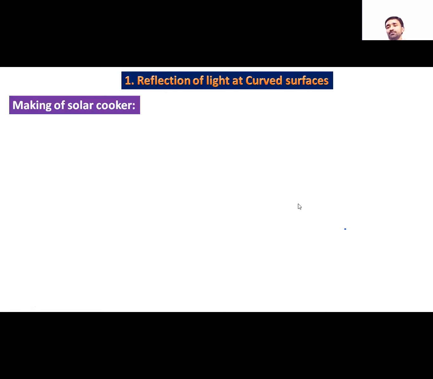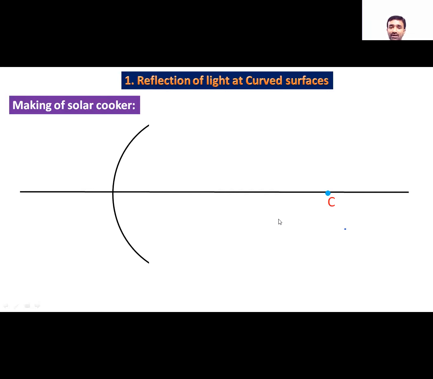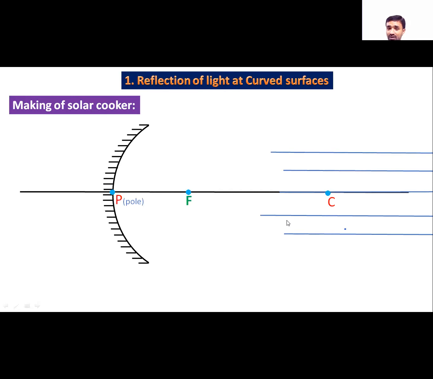making of a solar cooker. Right? Making of a solar cooker. So for this purpose, we need to have an idea: what happens if the light rays are converged by reflection. So for that, I am using the ray diagram here. What happens if you incident a parallel beam of light rays on the concave mirror?